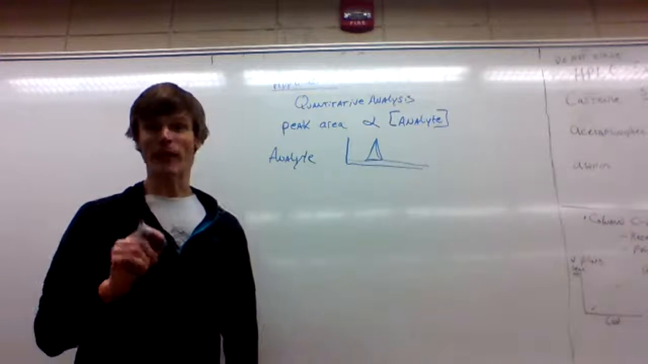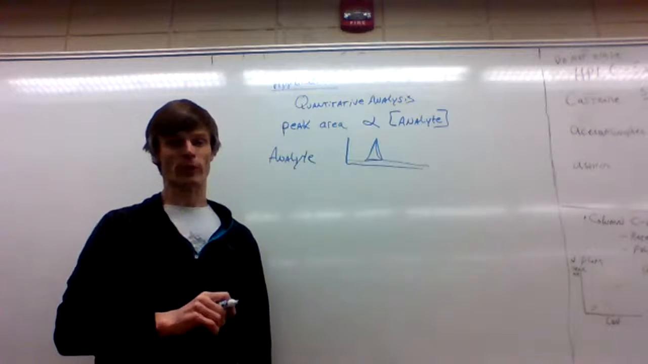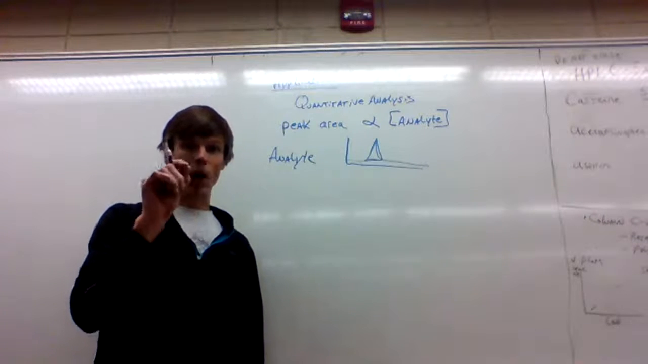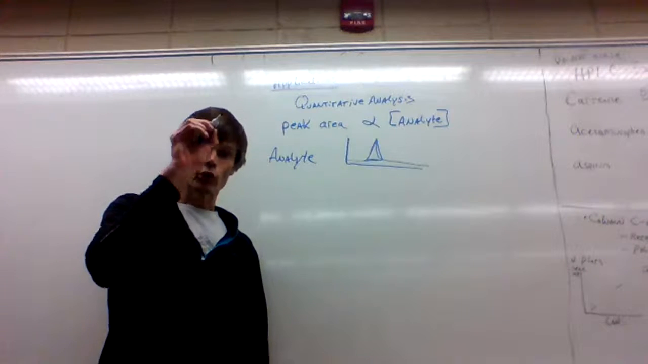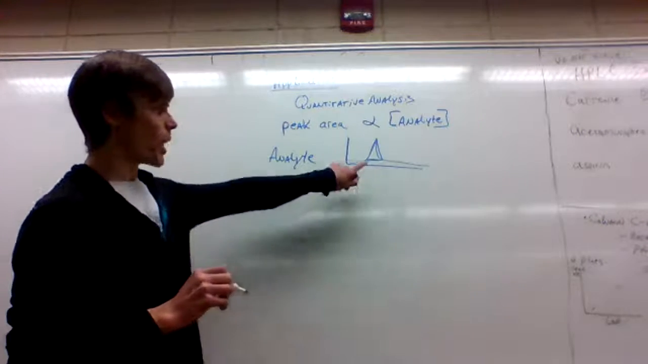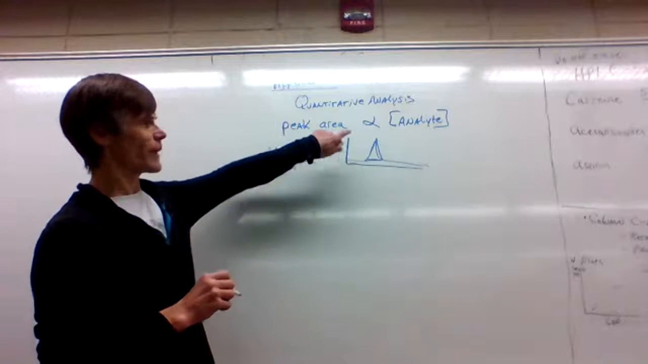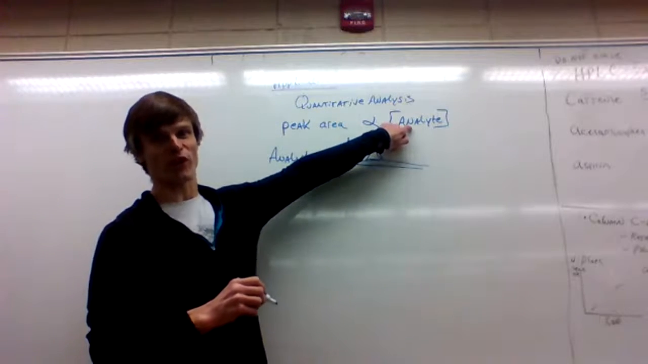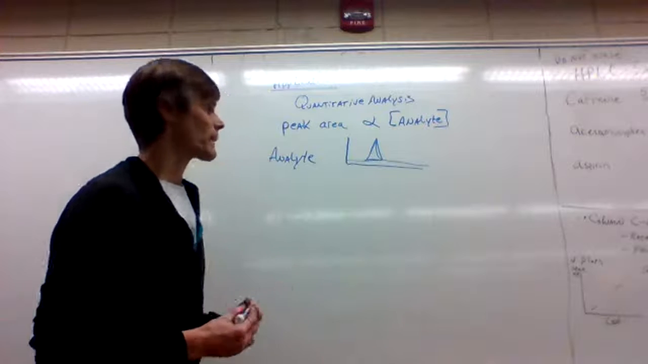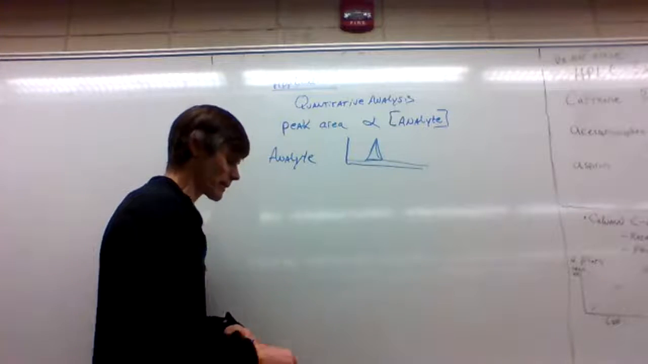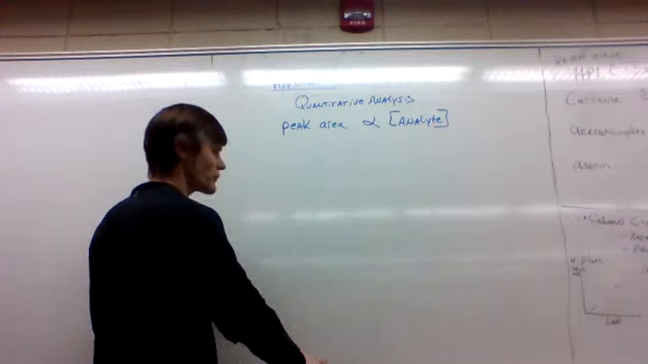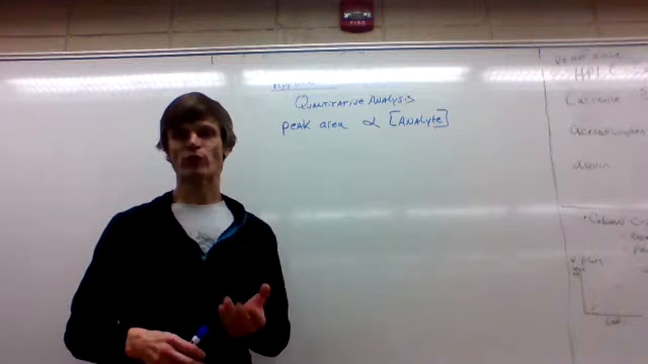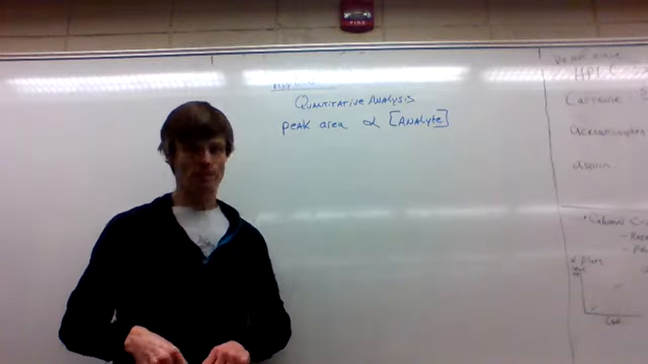You know what else we did? We counted boxes on strip chart recorders. The strip chart boxes, I don't know if you ever saw those little graphs. That's the reason why they had them. You would count the boxes. The number of boxes was proportional to area, which is also proportional to the concentration of the analyte. So we did a lot of crazy things back then. But the peak area that we calculate is directly proportional to analyte concentration.